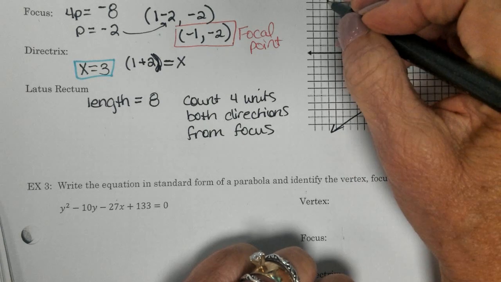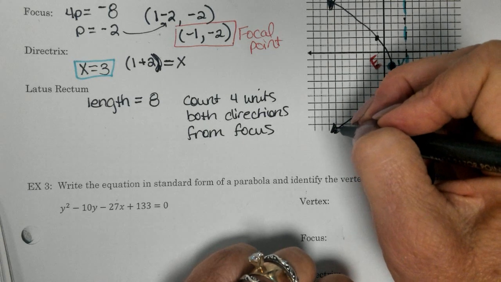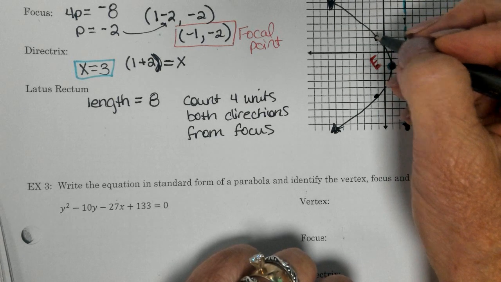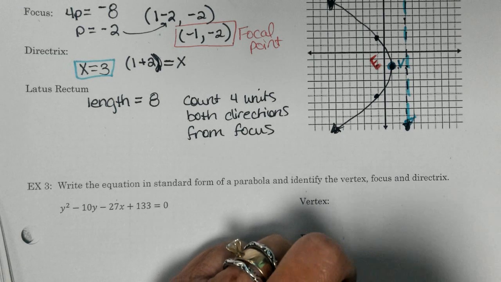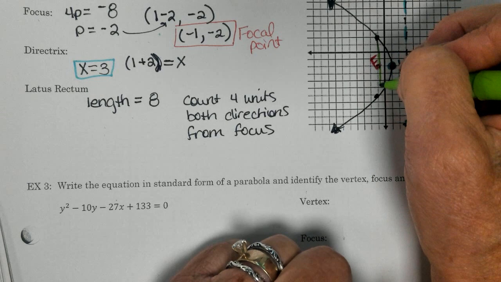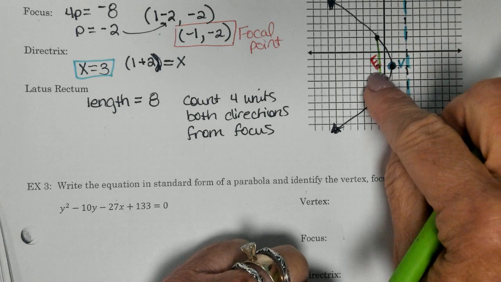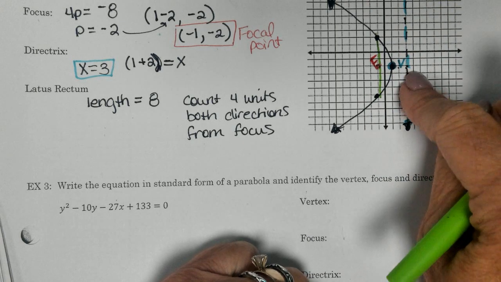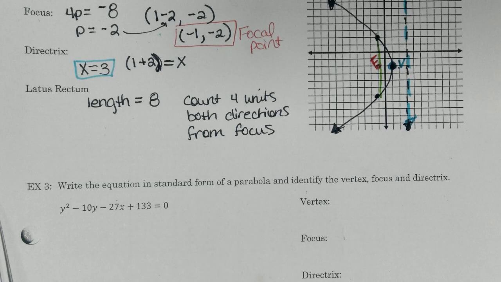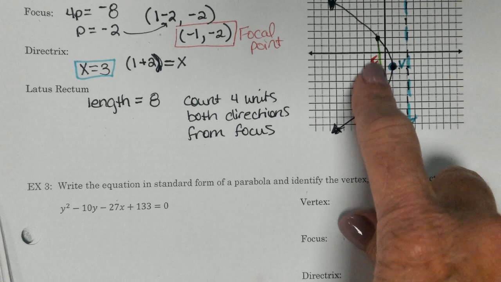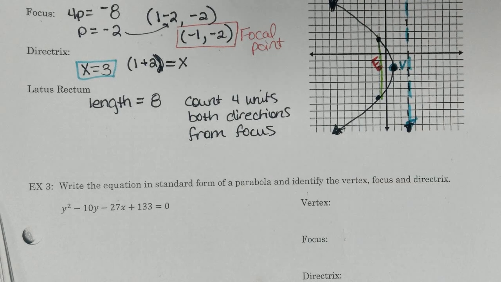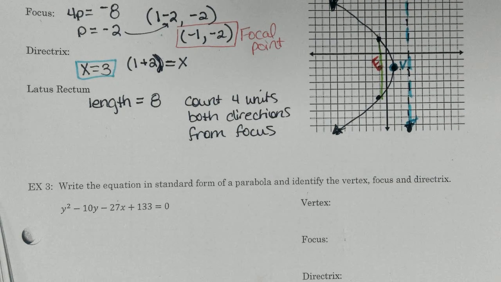Draw my curve, and you're done. But those are your key features that you've got to have, okay? Your latus rectum, your focus, your vertex, and your directrix. That was very easy to graph. When it comes down to it, it's very easy to graph. The only thing that we're really adding to this is that latus rectum and the directrix. But it's just all a matter of counting, okay?